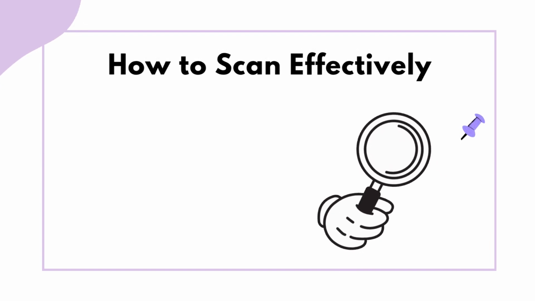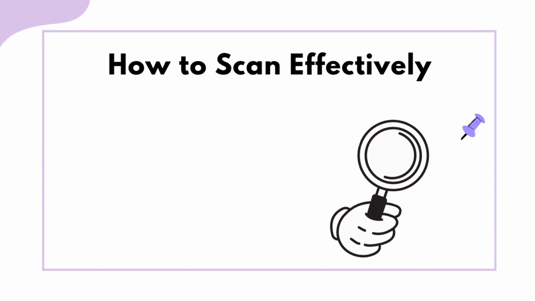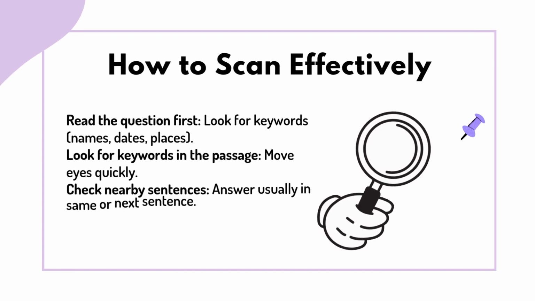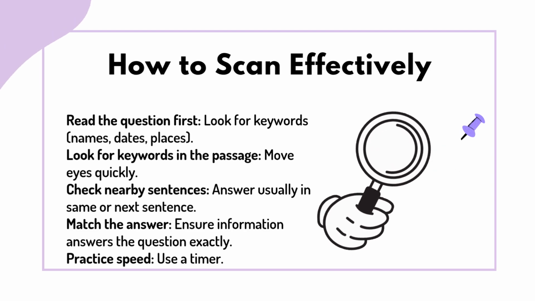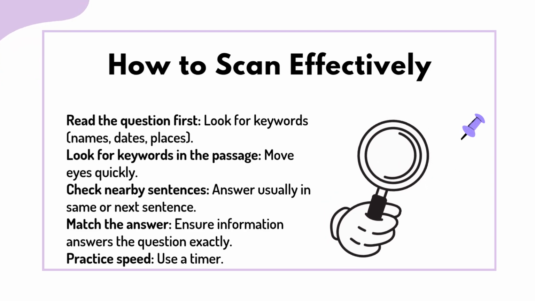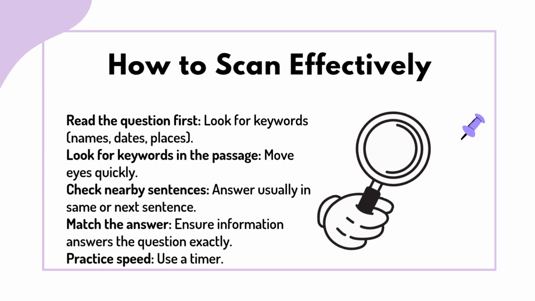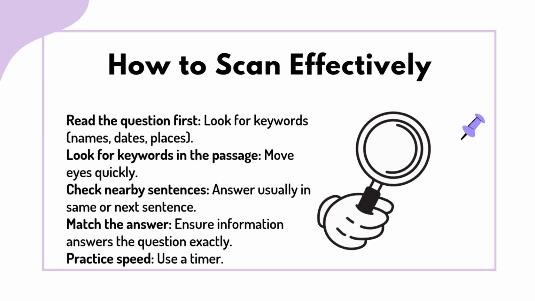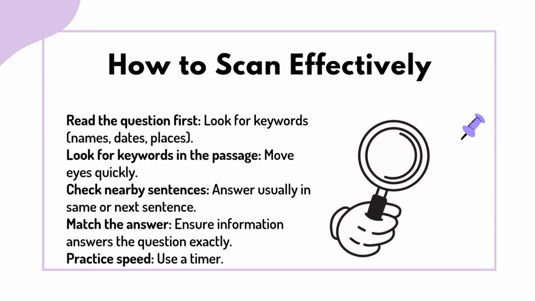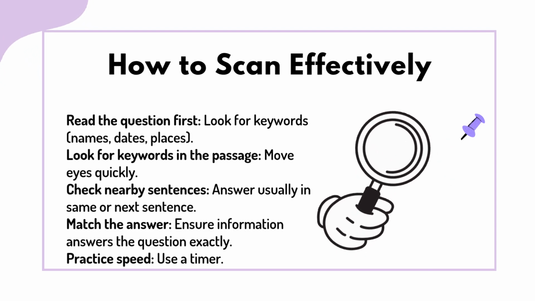Now, let's learn how to scan effectively. Follow these simple steps. First, read the question first. Look for keywords in the question itself. These are often names, specific dates, or places mentioned. Second, look for these keywords in the passage. Move your eyes very quickly over the text. You are only searching for the exact keyword you identified from the question.